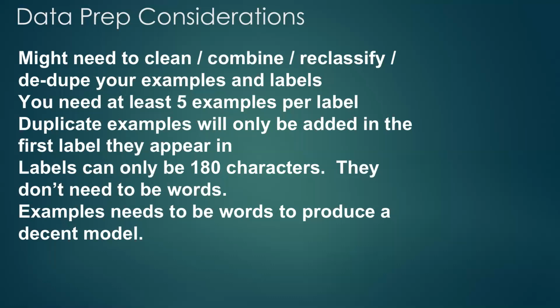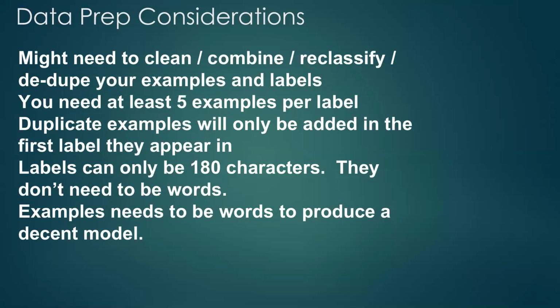Also, the labels can only be 180 characters. This isn't going to be a problem most of the time. That's pretty generous. The other thing is they don't need to be words, so you could put a Salesforce ID in there as the label if you want. But the examples aren't the same. Since this is a natural language classifier, examples need to be English language words for this to work and give you good results. And that actually doesn't have a 180 character limit. Those can be very big. I've done many paragraphs in there.